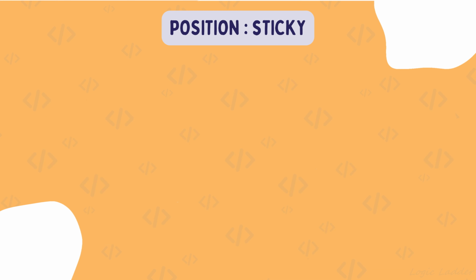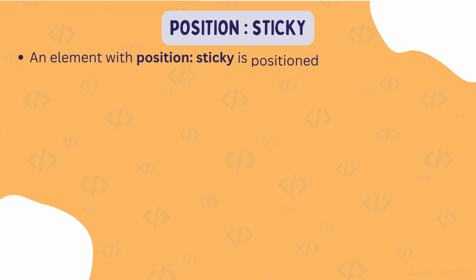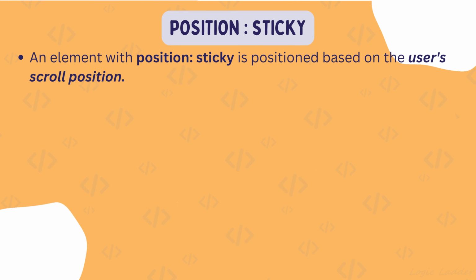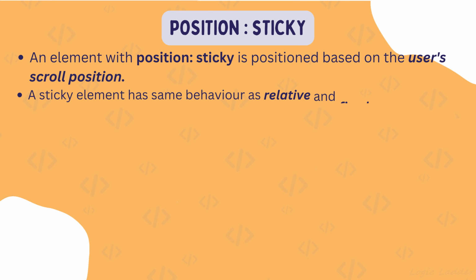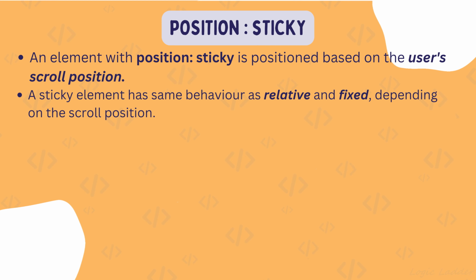The last position value is position sticky. An element with position sticky is positioned based on user's scroll position. A sticky element has same behavior as relative and fixed, depending on the scroll position. You can see the below example here.